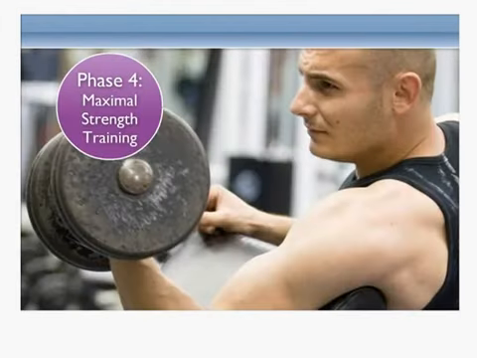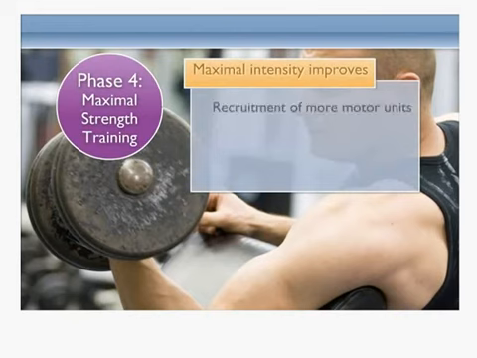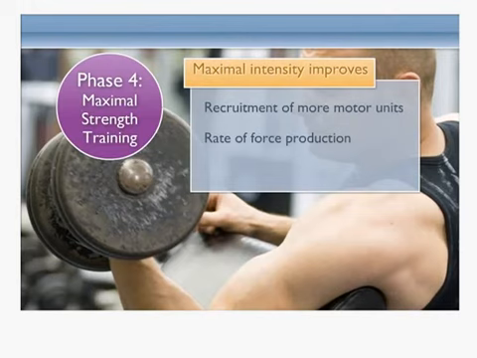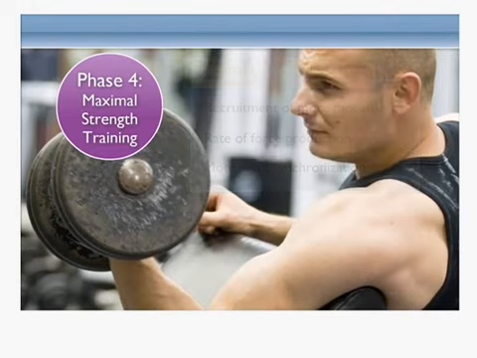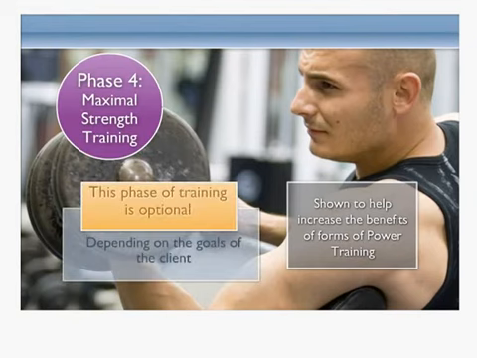The maximal strength training phase, phase 4, focuses on increasing the load placed upon the tissues of the body. Maximal intensity improves recruitment of more motor units, rate of force production, and motor unit synchronization. Maximal strength training has also been shown to help increase the benefits of forms of power training used in phase 5. As with hypertrophy training, this phase of training is optional depending on the goals of the client.